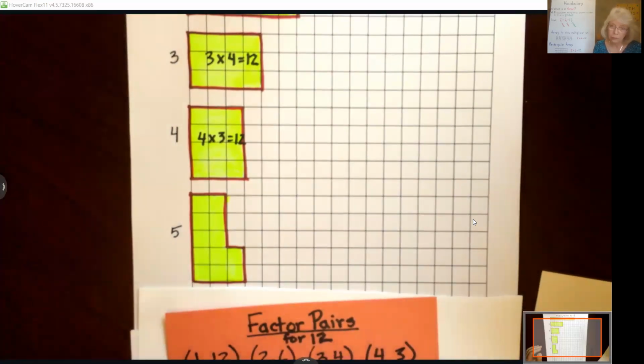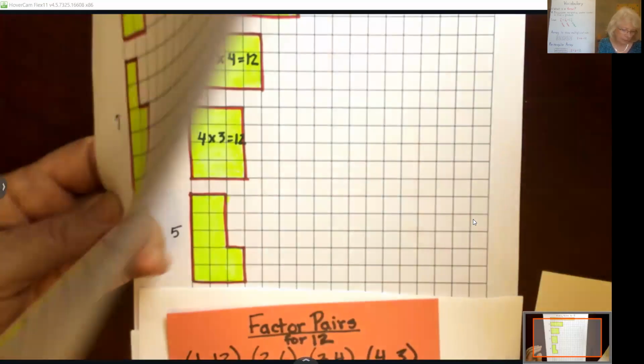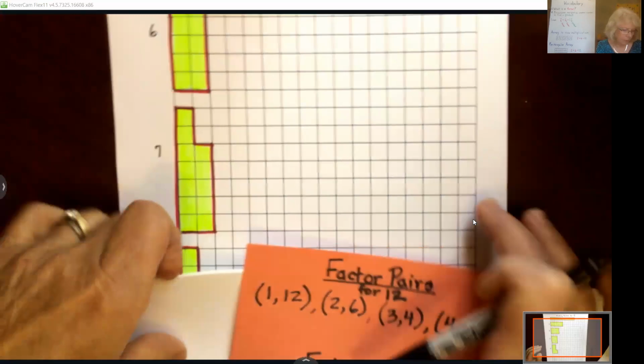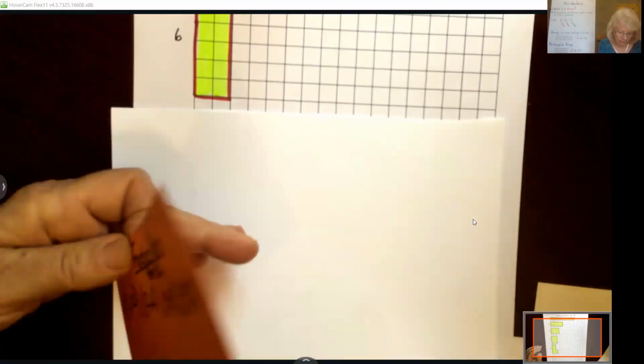Now let's go on and try 6 and see what happens. Here is, up here, we're going to have 6.